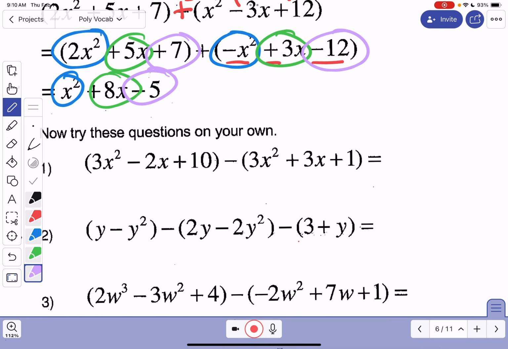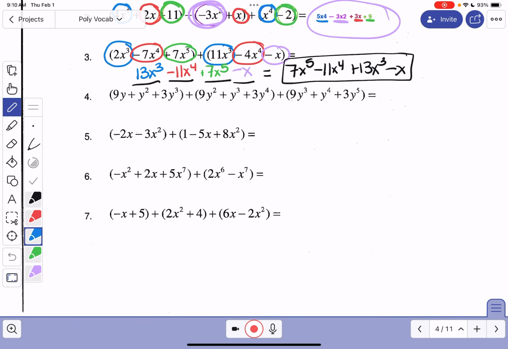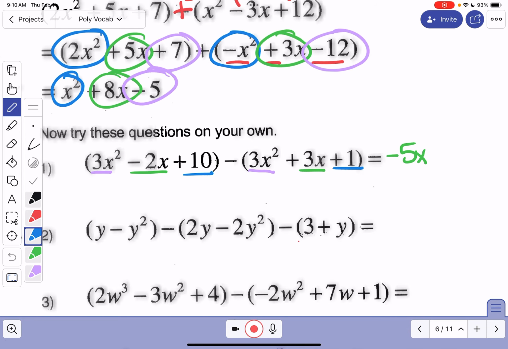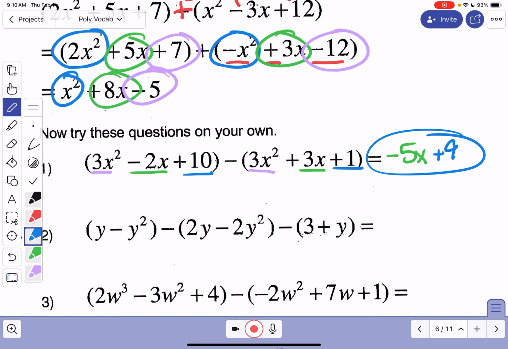So maybe on this one, I'm going to do 3x squared minus 3x squared is 0. Negative 2x minus 3x is negative 5x. And 10 minus 1 is 9. That's fine if you want to do it that way, but make sure you don't drop negative signs. A lot of people that do it that way forget to subtract something that's not the first one.